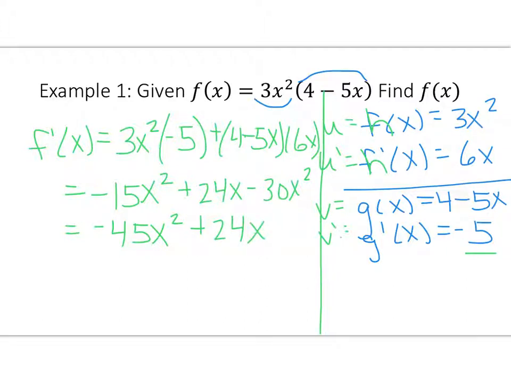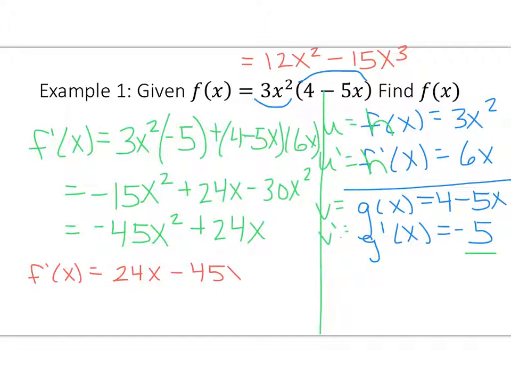So there's my derivative. Now remember, we said we could have multiplied this out at the beginning, and if I had, I would have had 12x squared minus 15x to the third. And if I was using that function and I wanted to find my derivative, I would have 2 times 12, which is 24x, and then 3 times negative 15 would be negative 45x to the second. So I got the same thing either way, and the more you do these, the more you see that sometimes one method is better than the other, and it will just take some practice.